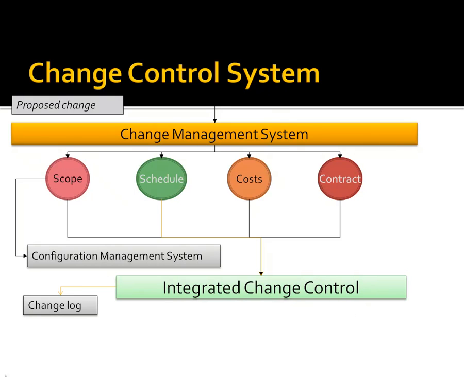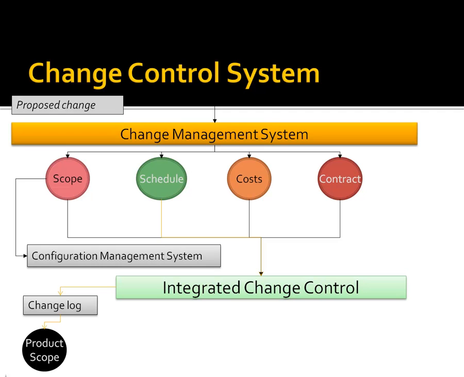Now, the integrated change control sends the change to the change log. These are for approved or declined changes because it creates a history of all of the changes that have been approved or that have been declined in the program.